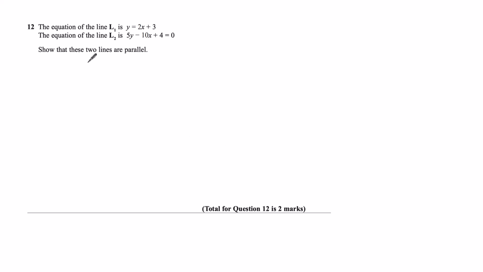Question 12. The equation of the line L1 is y equals 2x plus 3. The equation of the line L2 is 5y minus 10x plus 4 equals 0. Show that these two lines are parallel. Well, these lines are parallel if their gradients are equal.